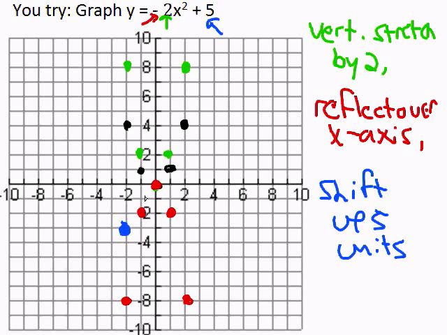Negative 2, 1, 2, 3, 4, 5. We get our final point. 0 shifted up 5 is 5. And I think you get the point. We're going to shift all of our points up 5 units, ending up with, in the end, our graph looking like this.